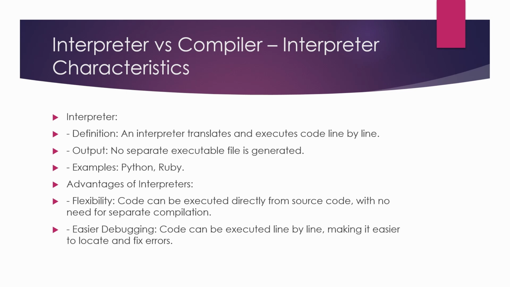Interpreters, by contrast, don't require a separate compilation phase. Code is executed line by line directly from the source. This gives interpreters flexibility, and debugging is easier since you can track errors as they occur. However, interpreters generally have slower execution speeds due to the line by line translation.